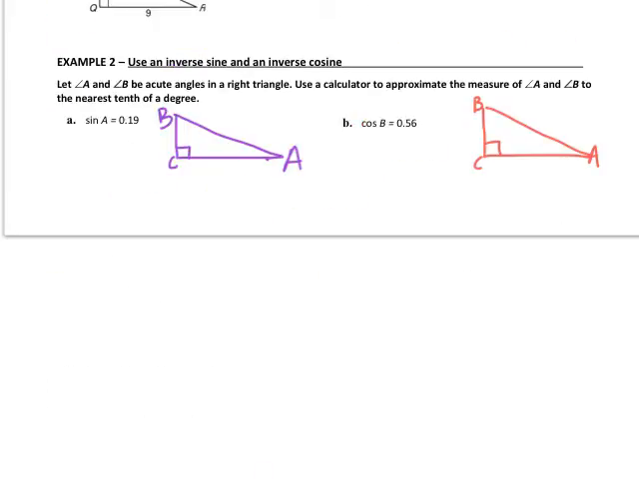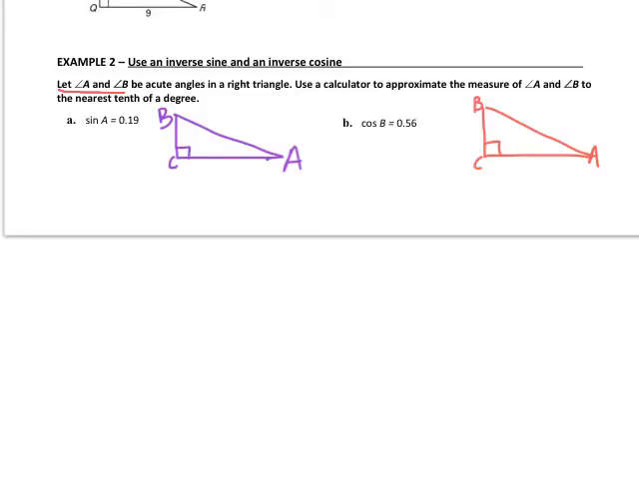Okay, let's take a look at example 2. It's asking us to use the inverse sine and the inverse cosine, and that's going to help us find the measure of the angle that they're asking for. So it says right here, let angle A and angle B be acute angles in a right triangle. Use a calculator to approximate the measure of angle A and angle B to the nearest tenth of a degree.